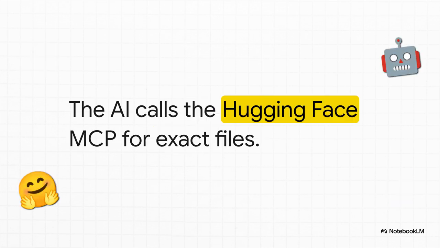And then for the grand finale, you say, search Hugging Face for Unsloth/Qwen models. The AI pivots a third time, calling the Hugging Face MCP server to grab the exact model files available right now. This is the true magic of MCP. It just stacked 3 completely different servers, Exa, Context7, and Hugging Face, in a single fluid conversation, all from a local model running right there on your desk.